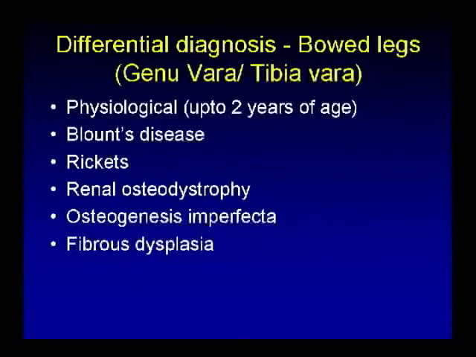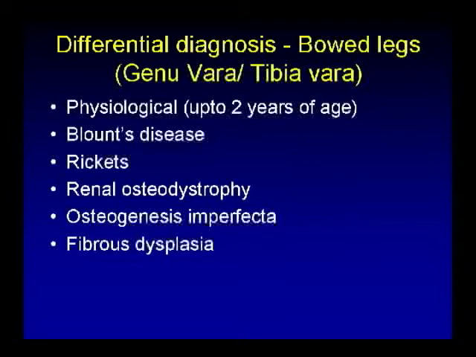A quick look at the differential diagnosis of varus alignment of the knee joint or the tibia. The varus alignment is physiological till 2 years of age. After that, it starts to straighten up and it goes towards more of a valgus alignment. But up to 2 years of age, it can be physiological.